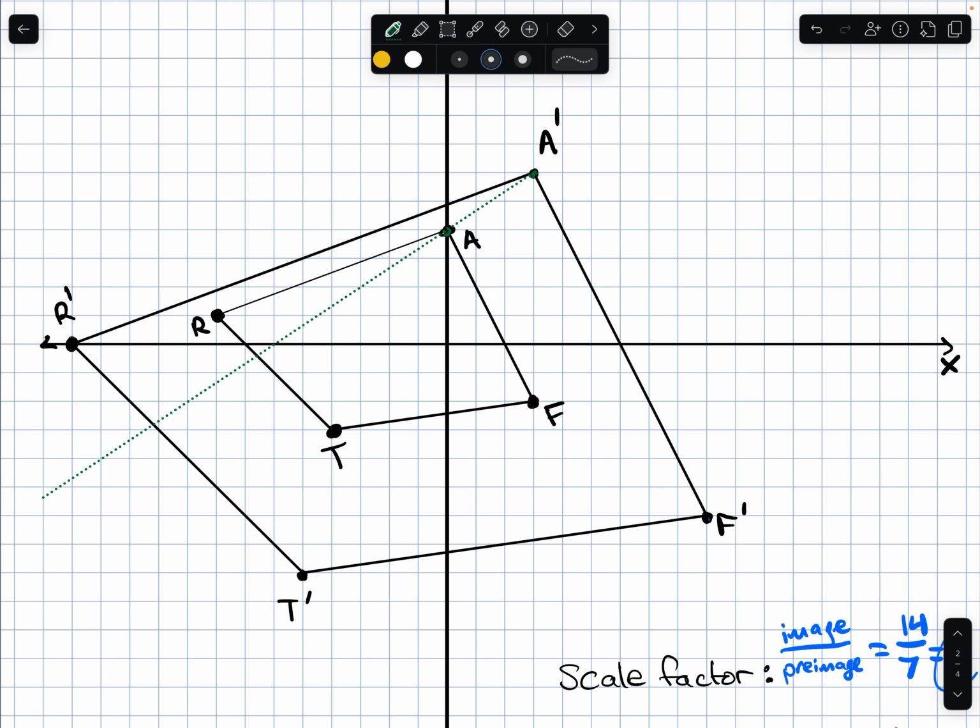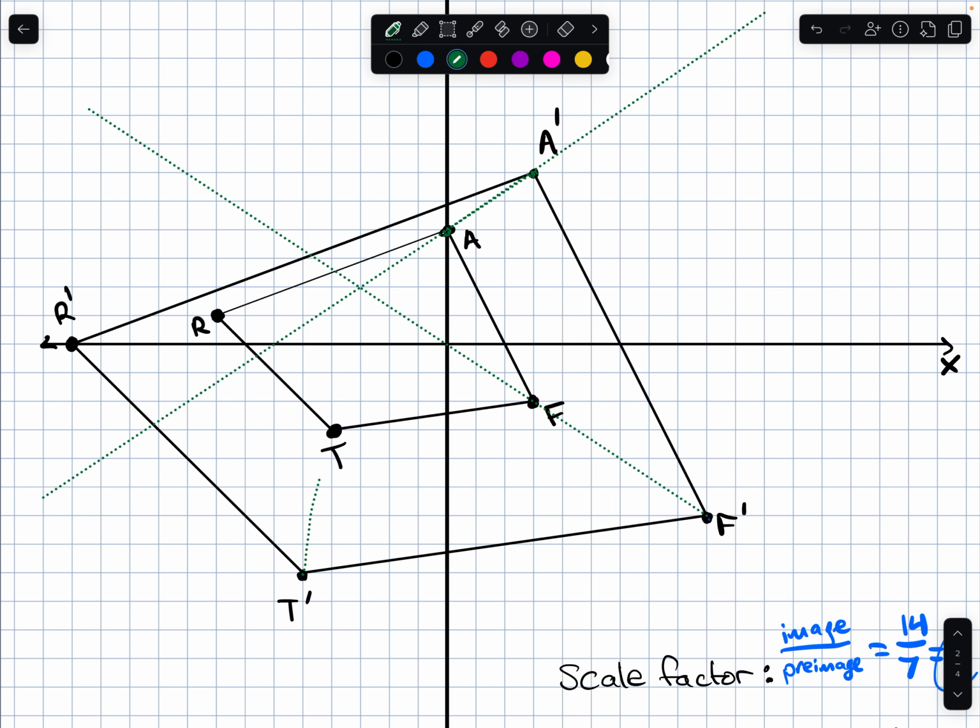Now, it might be somewhere in the shape. Keep in mind, you might have to extend that line out. Maybe the center of dilation is somewhere over here. I don't know yet. But A and A prime are not unique. The center of dilation is collinear with any two corresponding points, like F and F prime. The line through F and F prime is also collinear with the center of dilation.